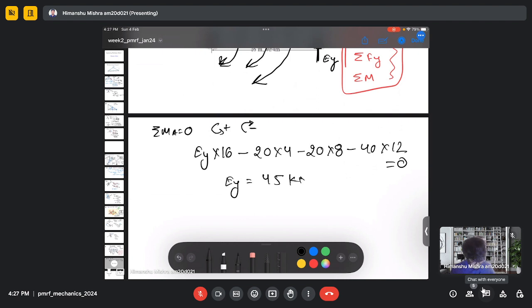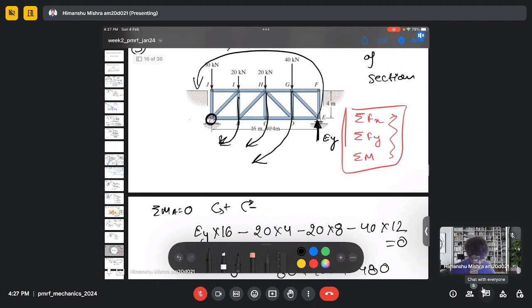On solving this, I will get my normal reaction EY equal to, let me solve it. This is 80, this is 160, this is 480. Yes, so I will get EY as 45 kilonewton.